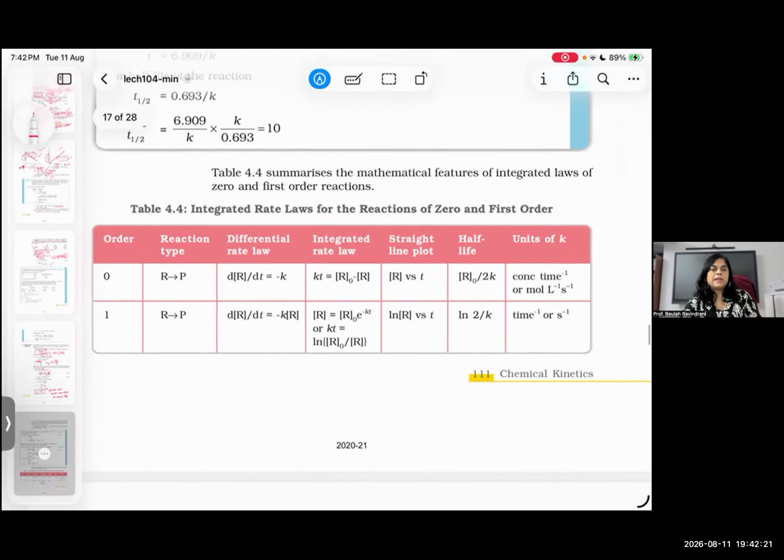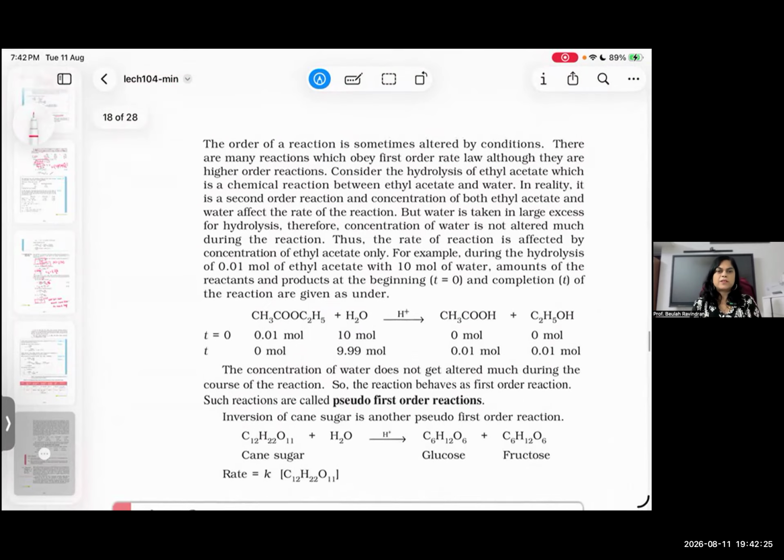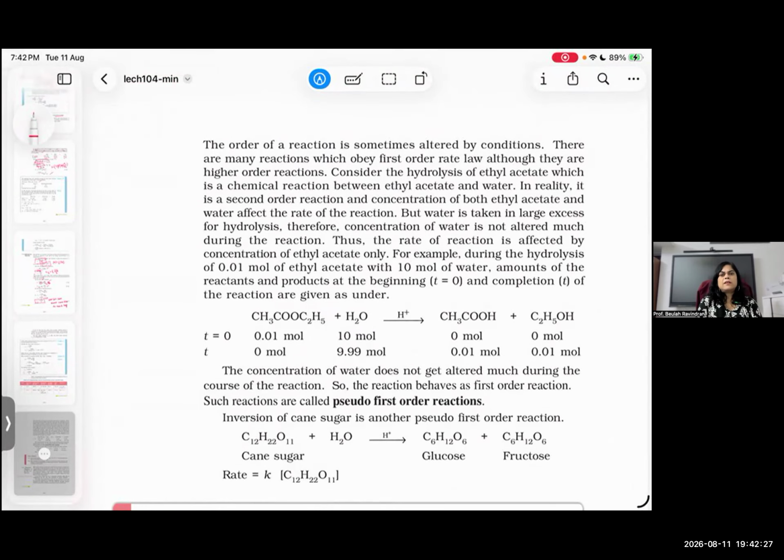Okay, then we'll study about the pseudo first order reaction. So what is the pseudo first order reaction? Reactions that are second order, bimolecular, but follow first order kinetics because one reactant is present in large excess. Okay, that is what is given here.